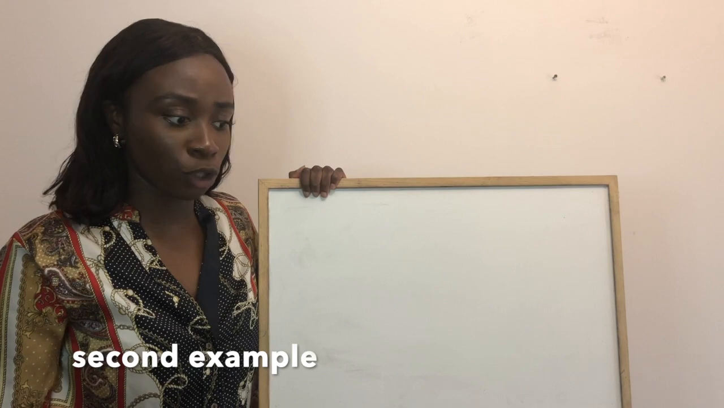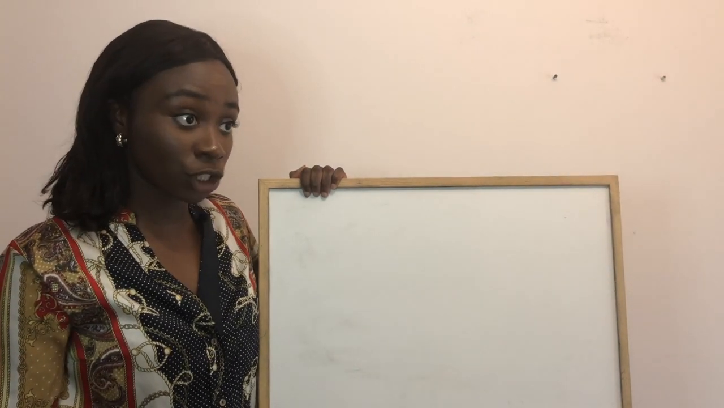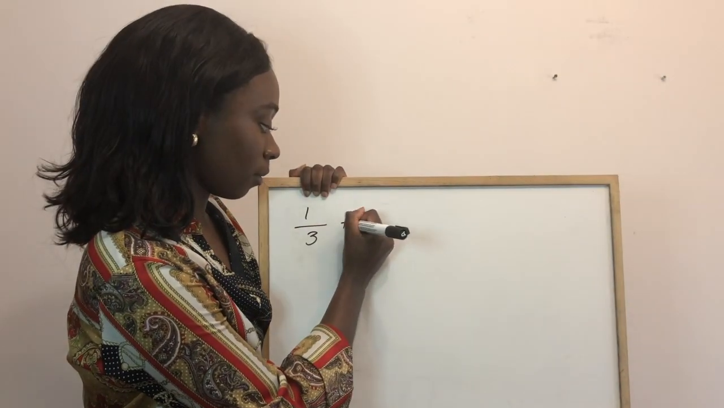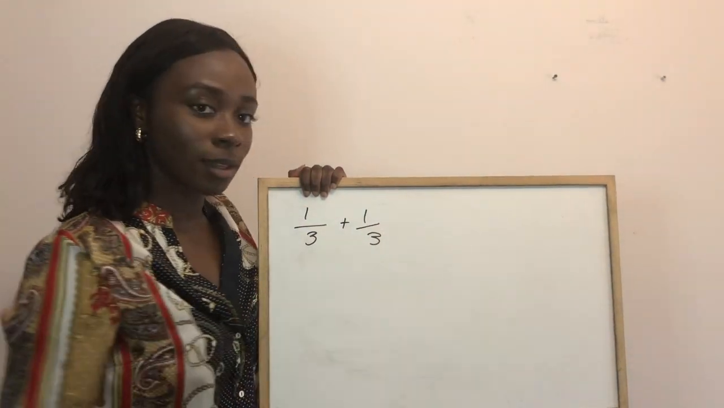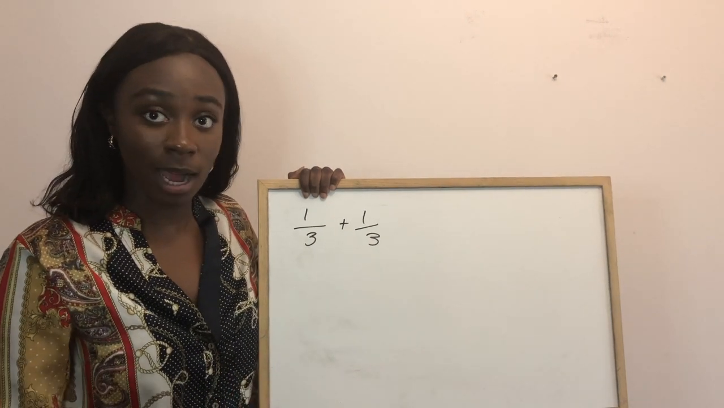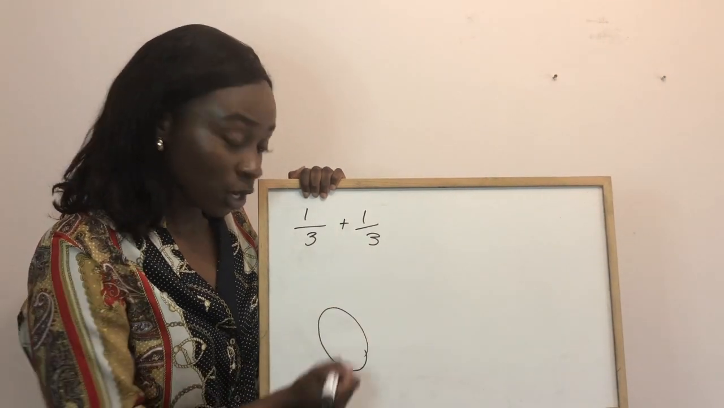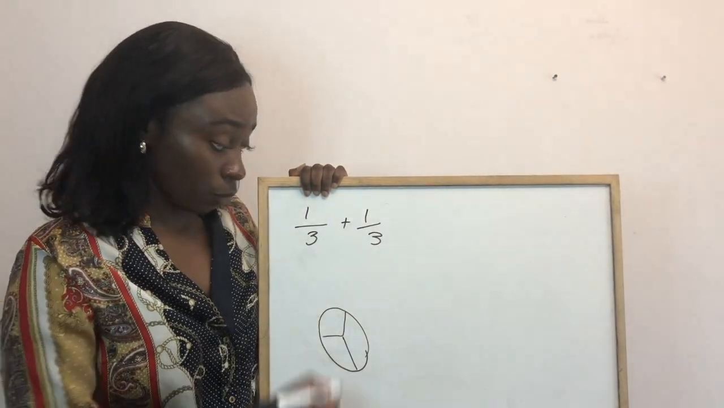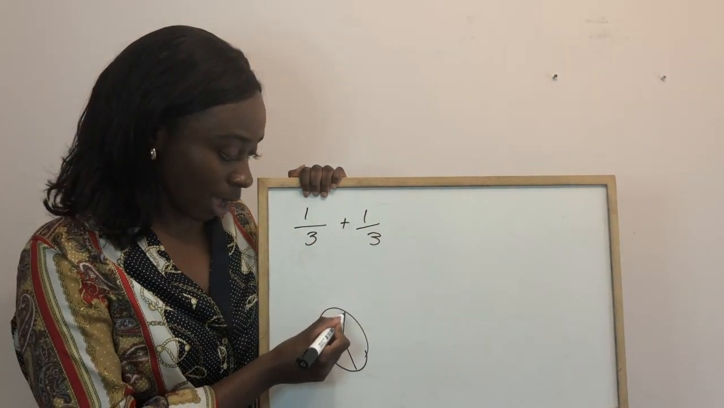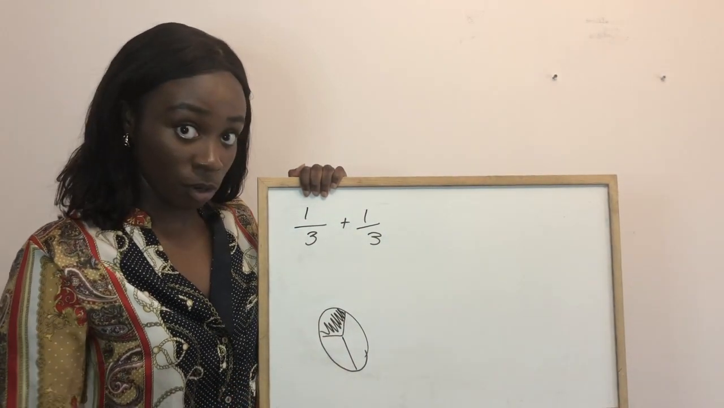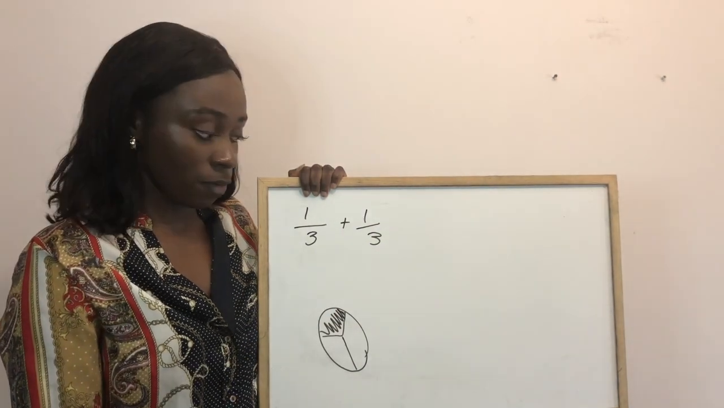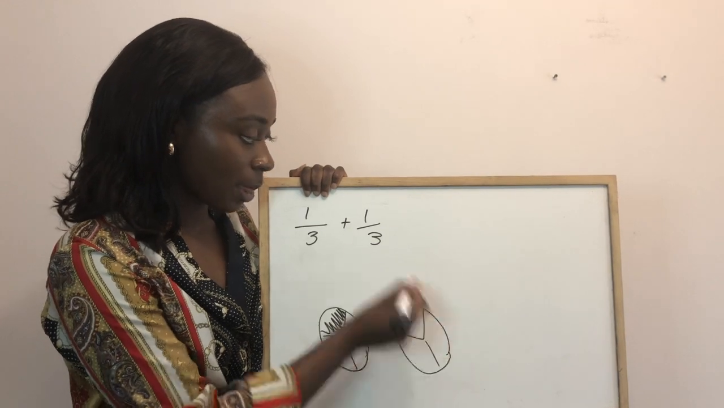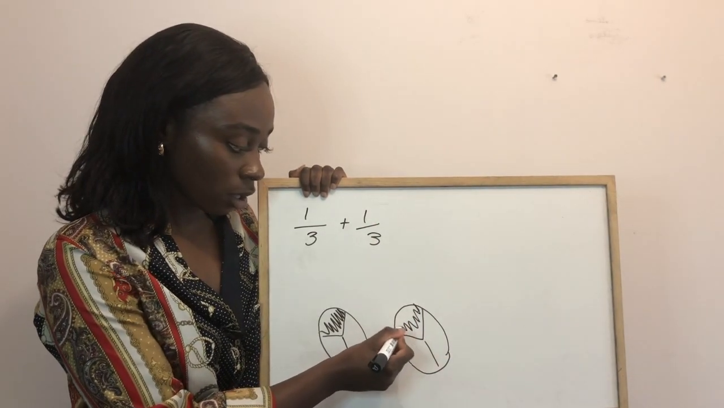So for example number 2, let's say we have the fraction 1 over 3 add 1 over 3. So this time, let's say you have a cherry pie. You've got your pie, you split it into 3. So you need 1 out of 3. So therefore you have one section of this pie. So you've got another 1 over 3. So you split it into 3 segments, and then you have 1 over 3.